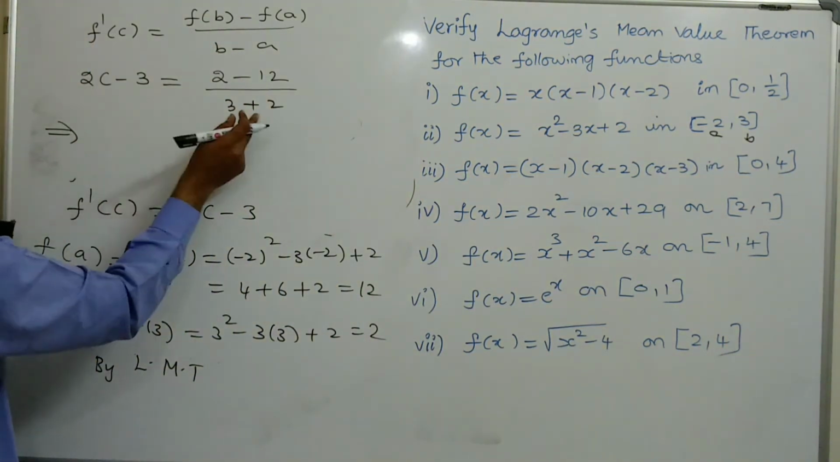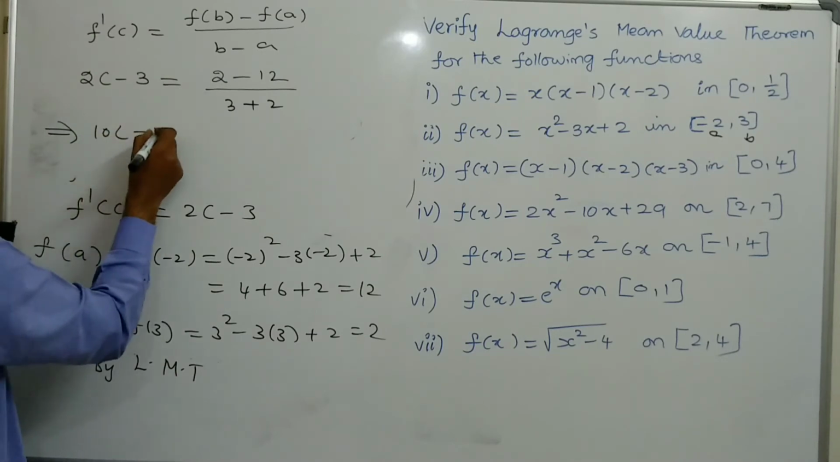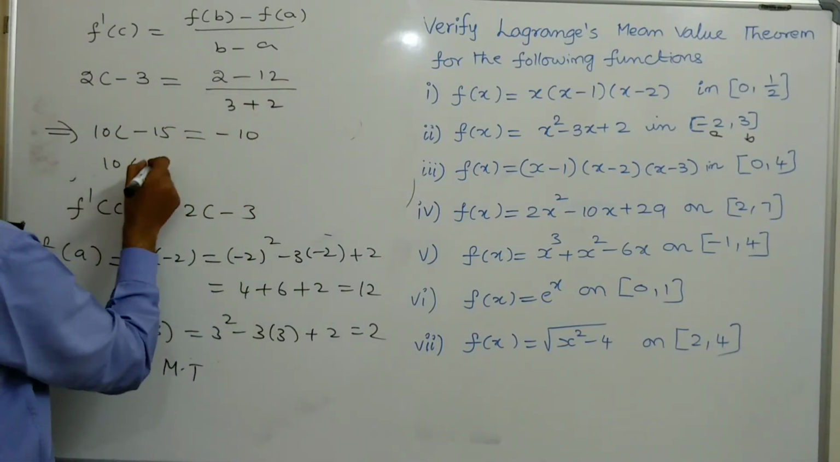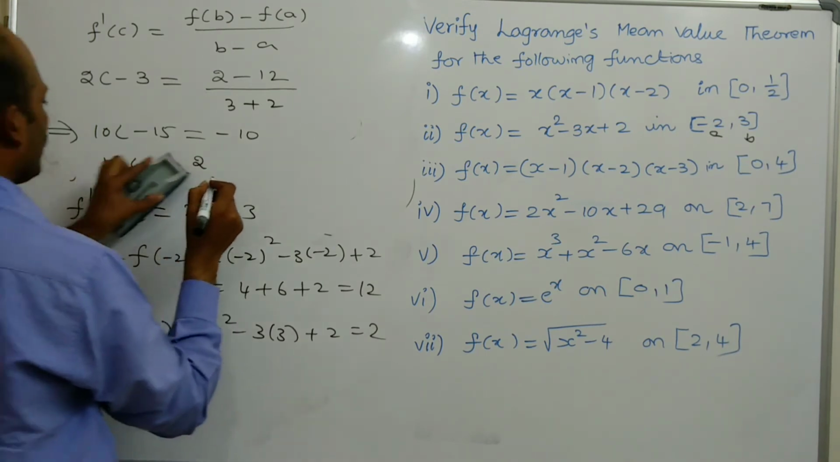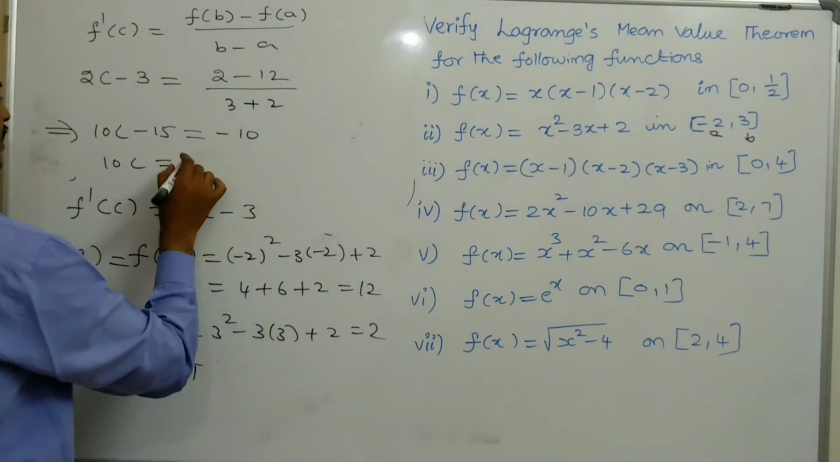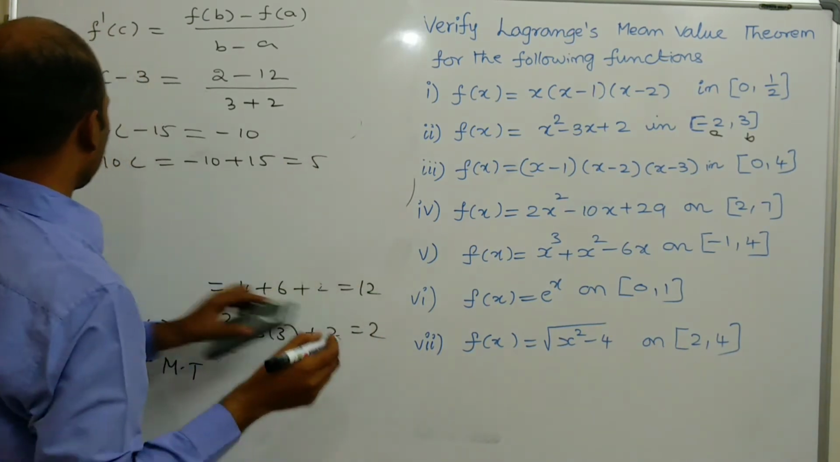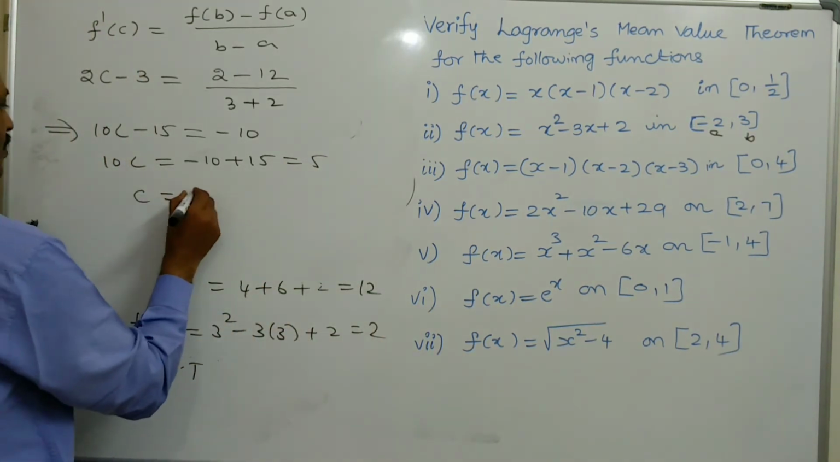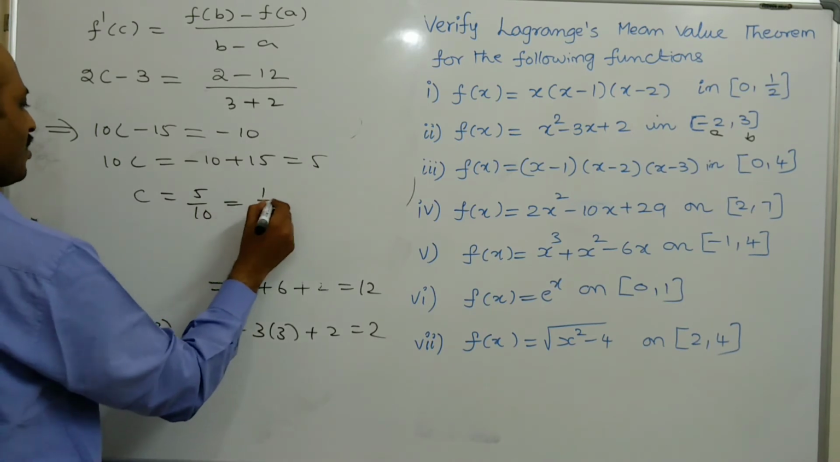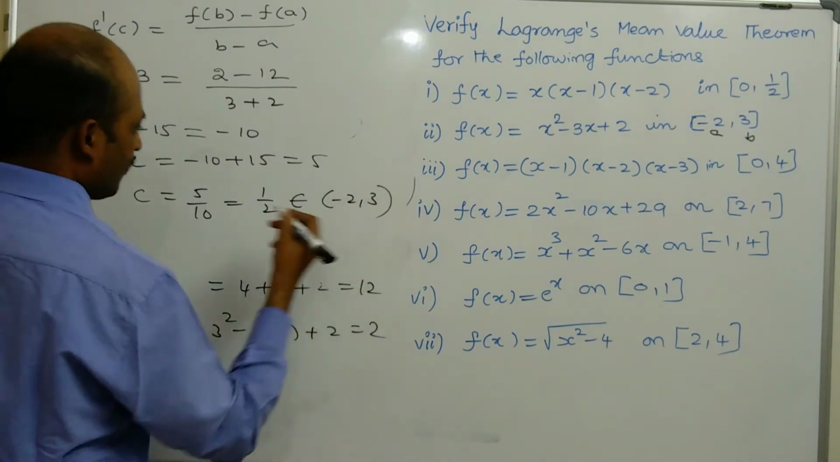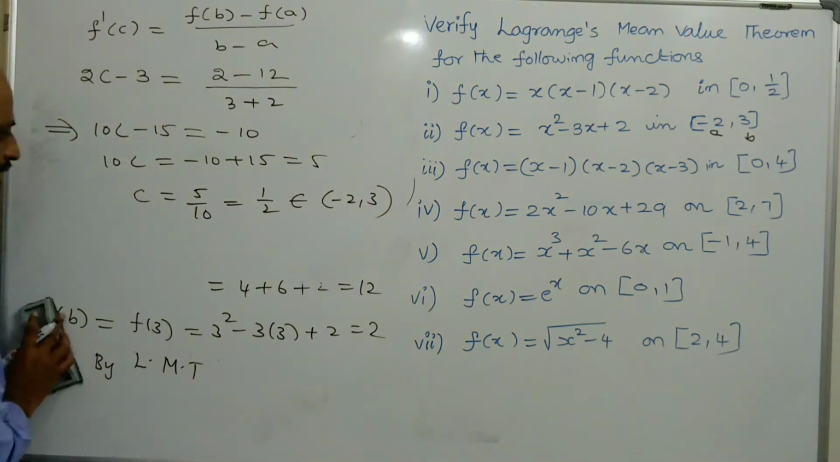Cross multiply. 10c minus 15 is equal to minus 10. 10c is equal to plus 15 minus 10. You get 5. c is equal to 5 by 10, 1 by 2. It is very clear 1 by 2 belongs to the open interval minus 2 comma 3.